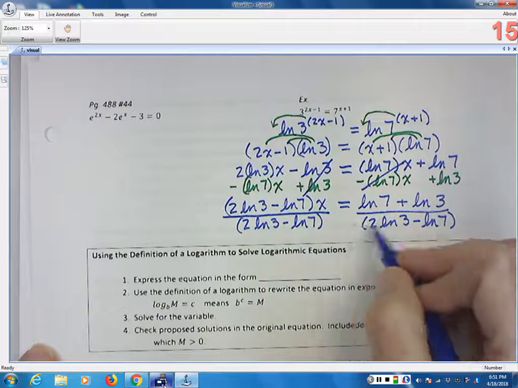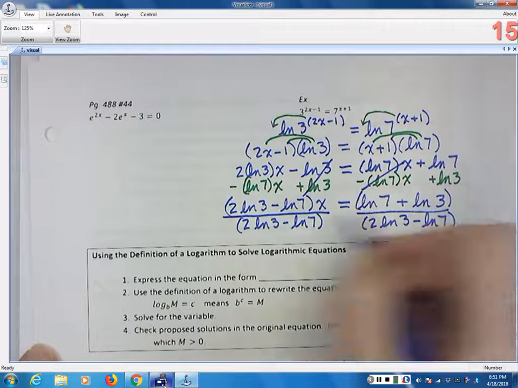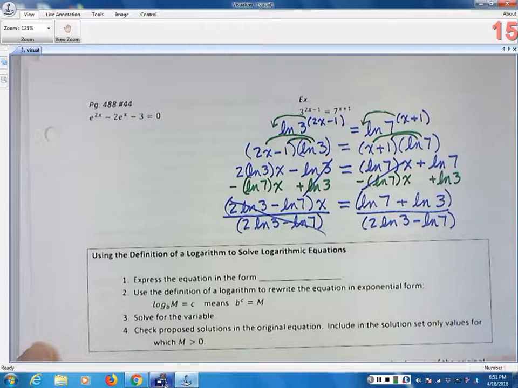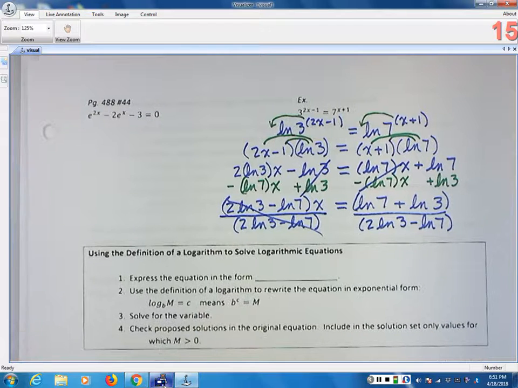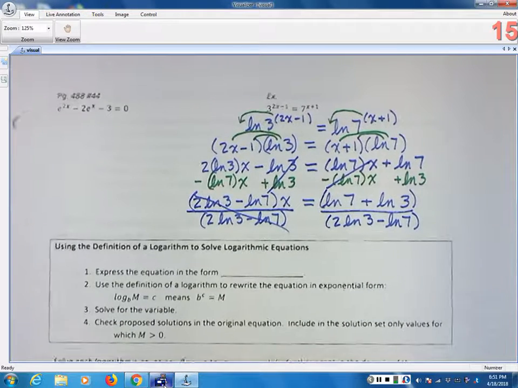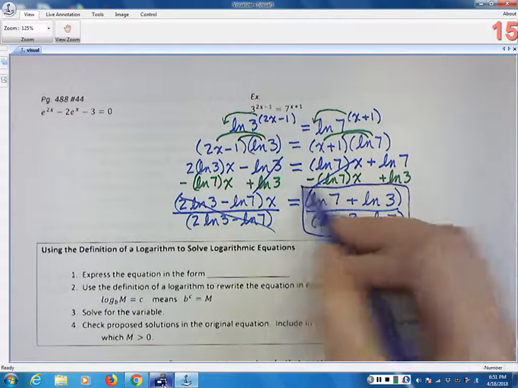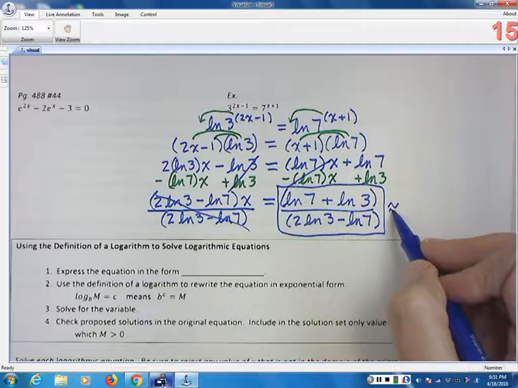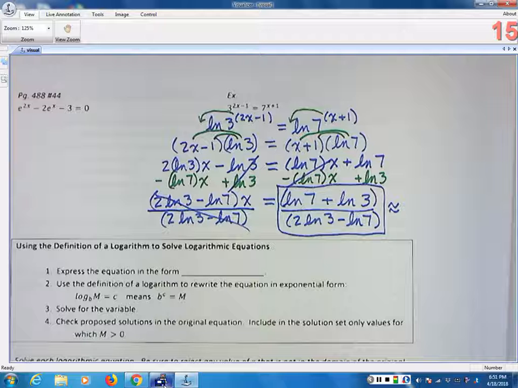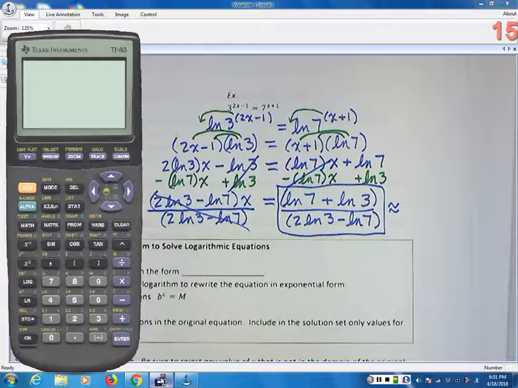And you don't need to condense the right side here. You could, but you don't need to. So that's the answer, that's the exact answer for x. And then I want an approximate answer to 2 decimal places. So you have to put this in your calculator carefully and get the decimal approximation.